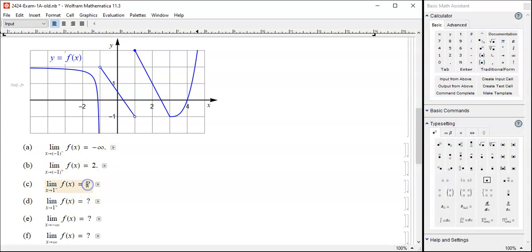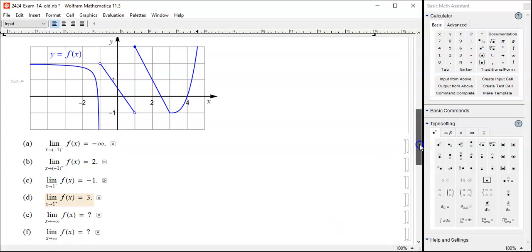Now +1. X is going to +1 from the minus side here, so left-hand side. So x equals 1 is here. From the left, follow the graph. Follow the graph, and y-coordinate goes to -1. Now follow the graph from the right this time. It's going to, what? +3. So y-coordinate is going to +3.